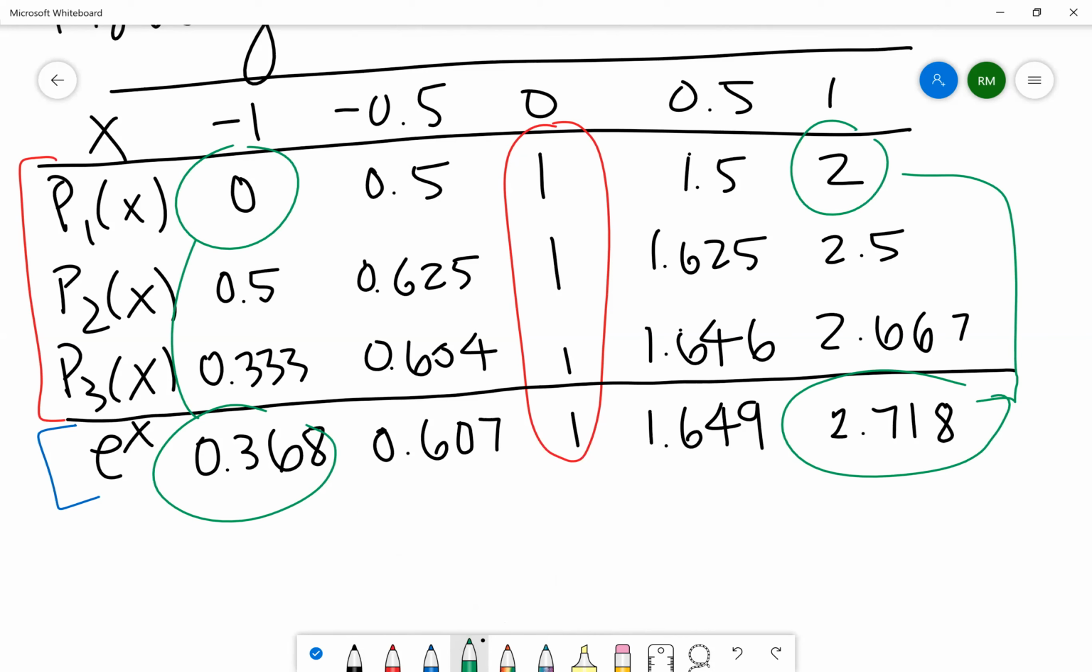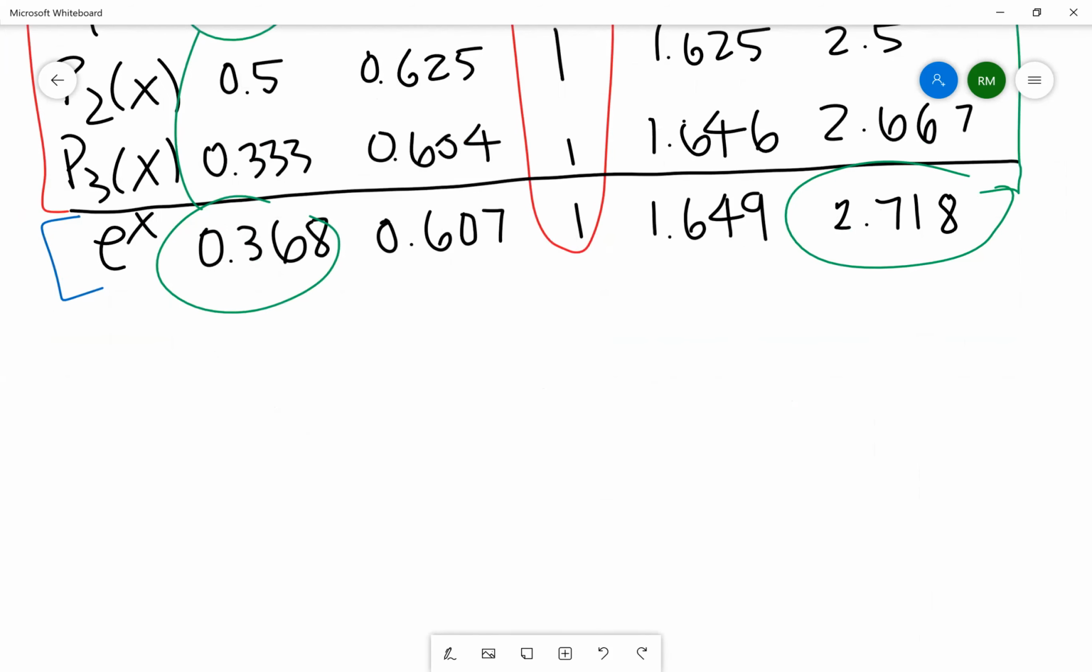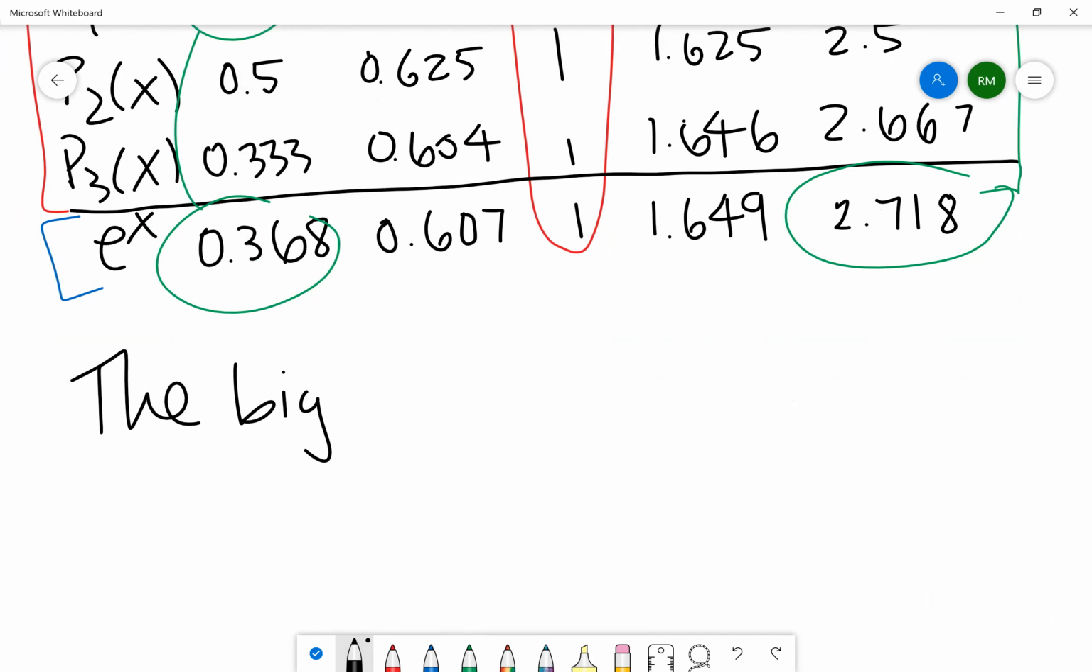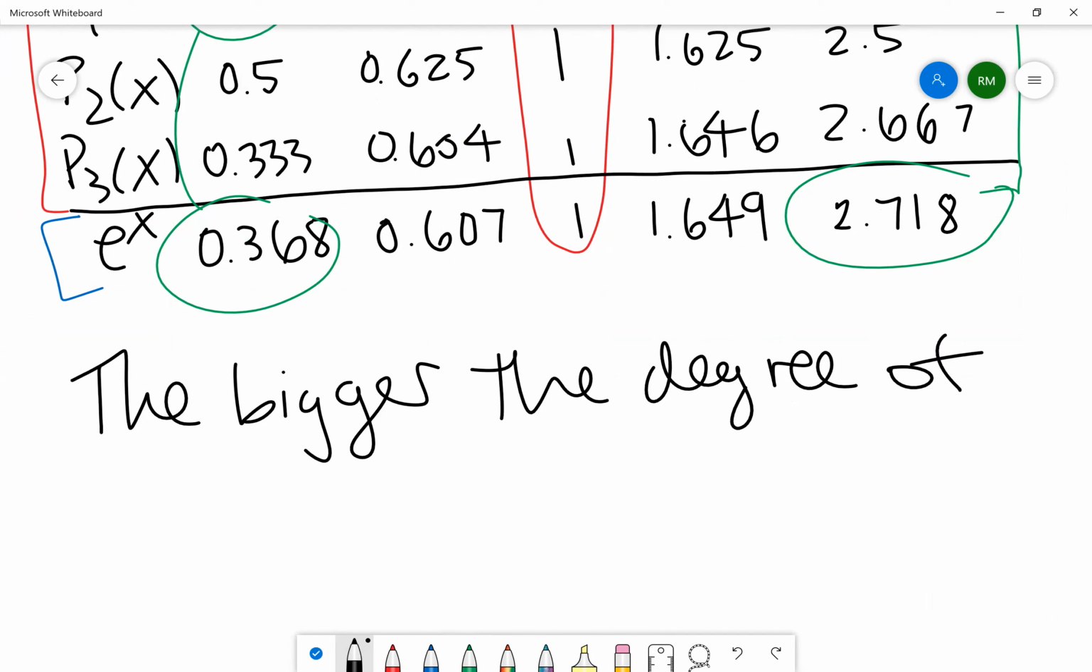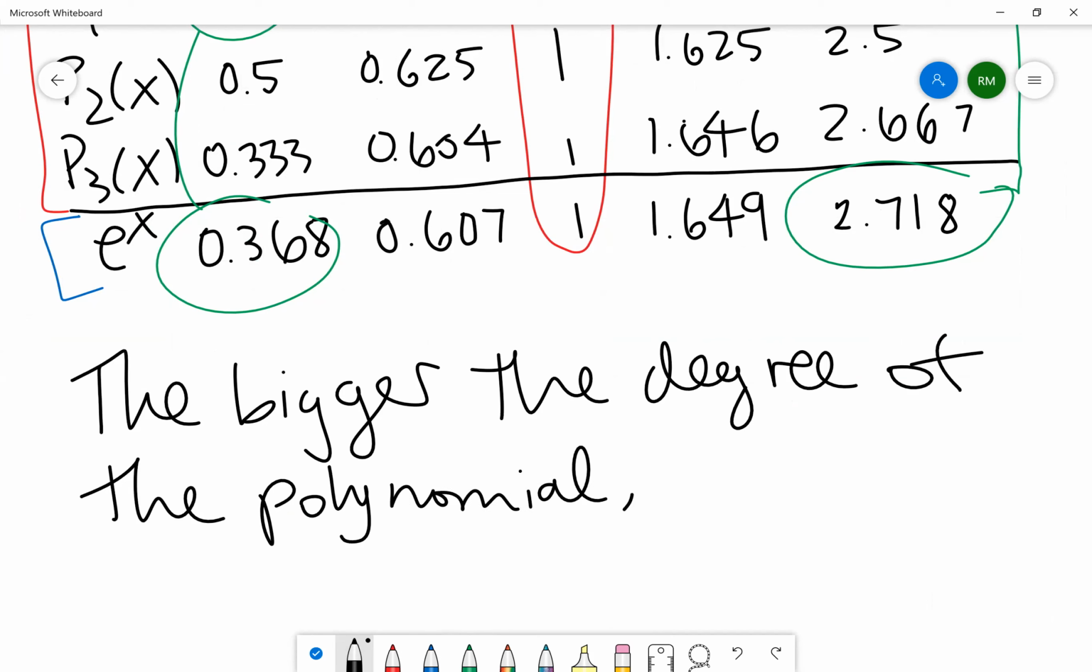However, the more we raise the degree of the polynomial, we see that P3 of x does a much better job of approximating e to the x than P1 does. And so the moral of the story is the bigger the degree of the polynomial, the better approximation you get.